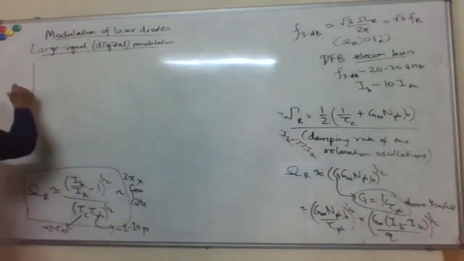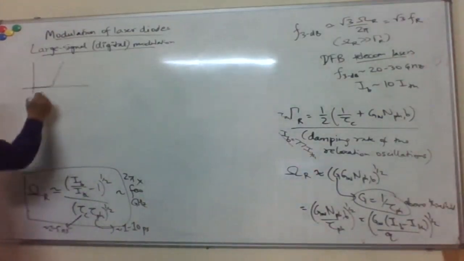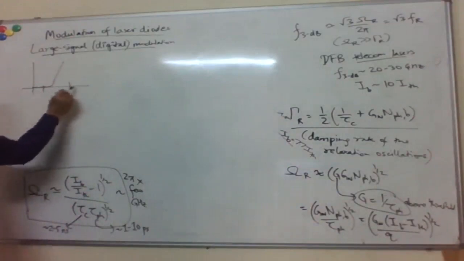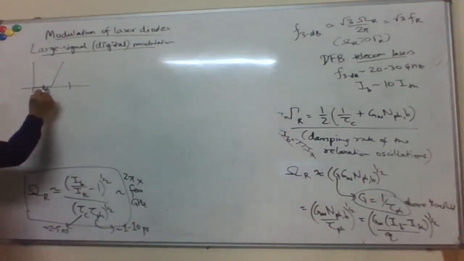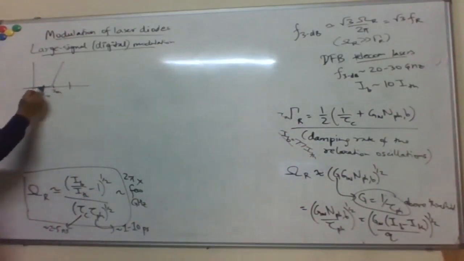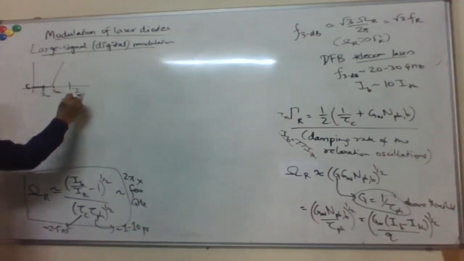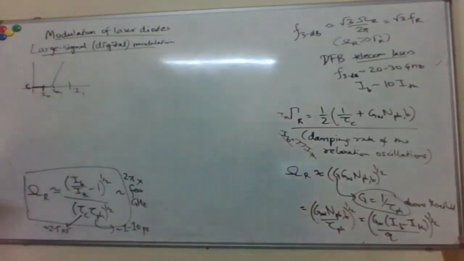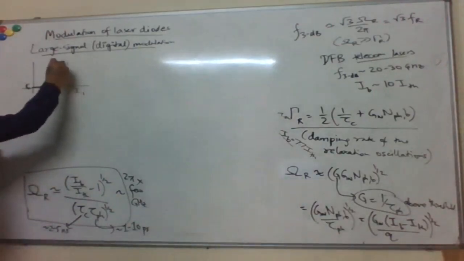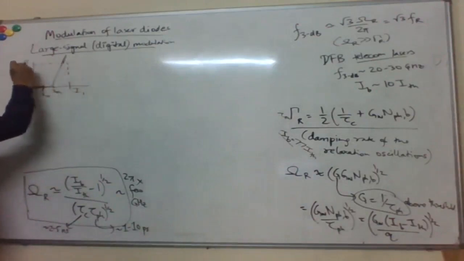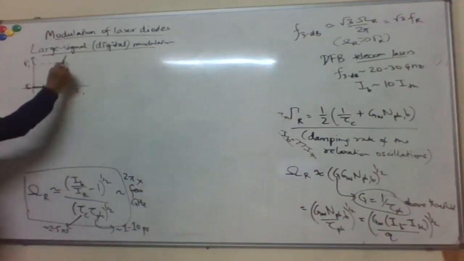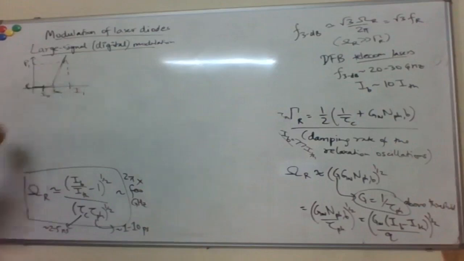Okay, so in that case, basically what I want to do is go between two states. Bit 0 is some current I naught, which is below threshold, so that the device is off, right? There is no optical power coming out. So the power coming out for bit 0 is almost 0. And then I go to I1, which is above threshold, and that gives me a power P1 for bit 1, which is a finite value, much higher.